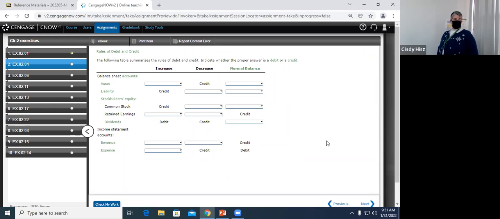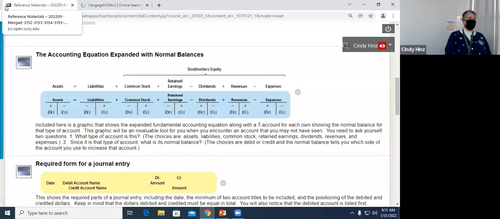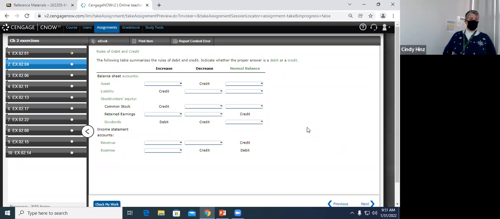Now for this exercise, you can again see it as a multiple choice exercise, but this one's short, so we are going to do this whole thing together. You may find it helpful to refer back to this that we went over a few minutes ago, but I'm also going to talk you through it. If you understand what it means to be a normal balance, you can fill out this entire exercise without having to refer back to that expanded accounting equation with normal balances. So let's just go through these one at a time.